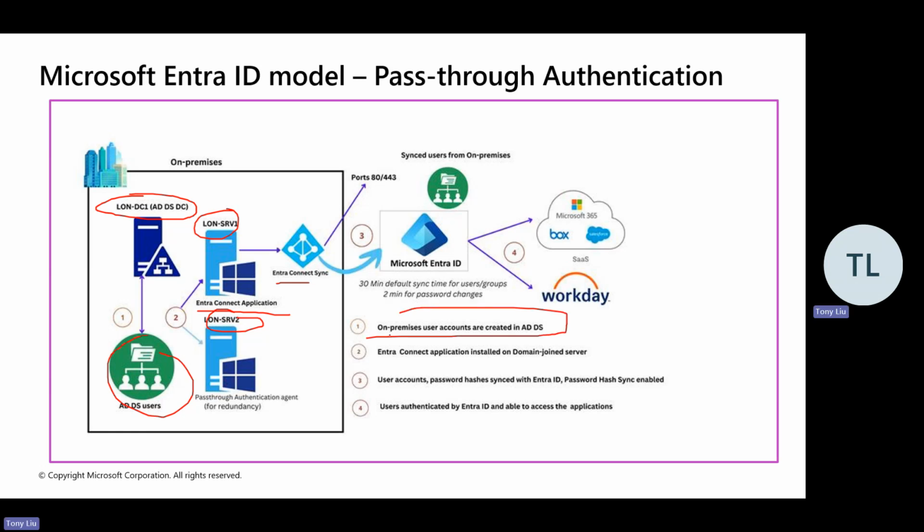So again, first the on-premises user accounts are created in ADDS. For example, you create new users in ADDS. Then the Entra Connect application is installed on a domain-joined server, and user account password hashes are synced with Entra ID, with password hash sync enabled. And the user is authenticated by Entra ID and able to access the application.